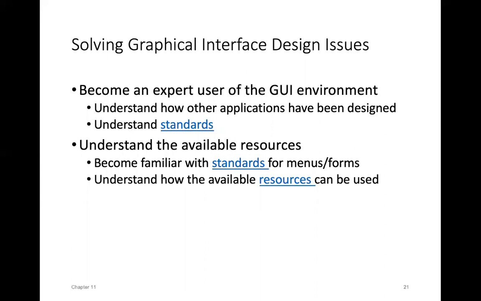there are two recommendations. First of all, become an expert user. Understand how other applications have been designed. Think about standards, think about look and feel, think about reuse. Remember we talked about reuse beforehand? Think about the available resources. So become familiar with standards for menus and forms, and understand how available resources can be used as well. So these two rules, becoming an expert user of the GUI environment and understanding available resources, emerge as composing the first step to becoming an effective GUI developer, okay?